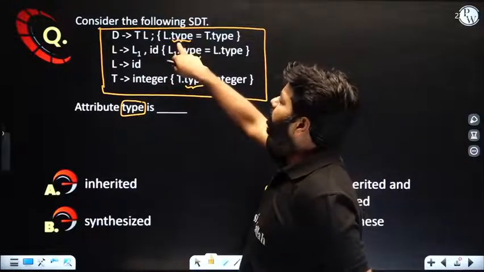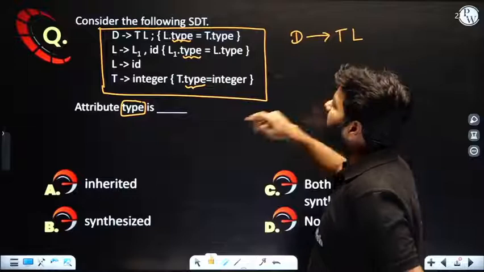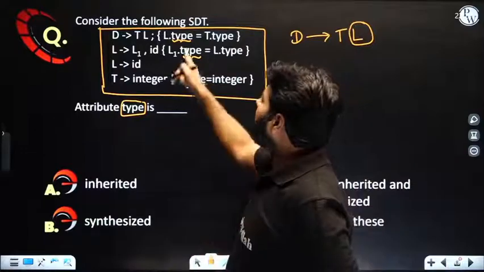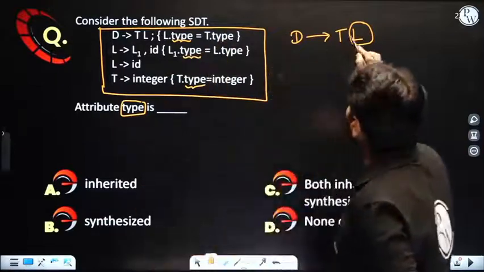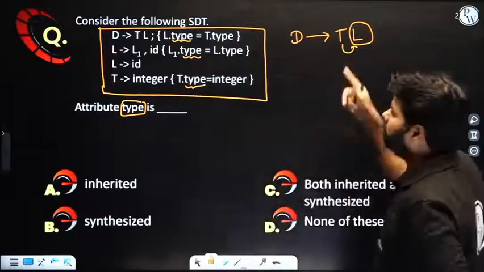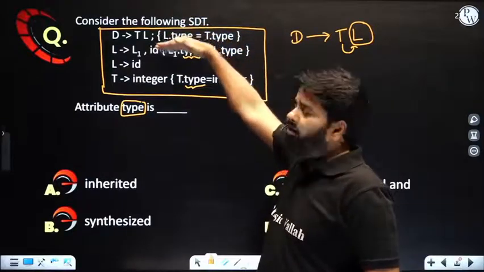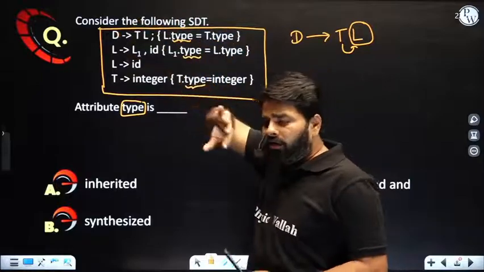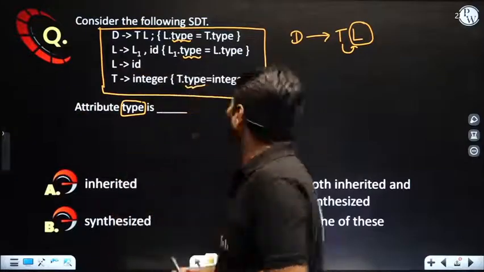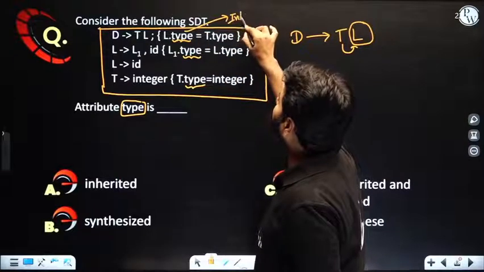Now, at this point of time, you should observe like this. D arrow T L. Where are you trying to compute? At L you are trying to compute. And that L depends on whom? It depends on T. T is what? Sibling. Left sibling. That means in the first production, L depends on left sibling. When it depends on parent or left or right sibling, what do we call it? It is an inherited attribute. So at this point of time, we got to know this type is an inherited concept.